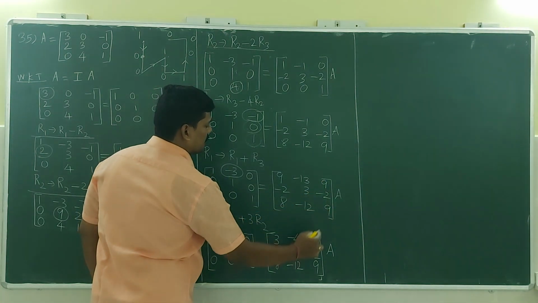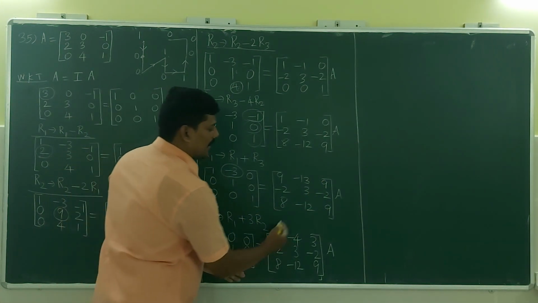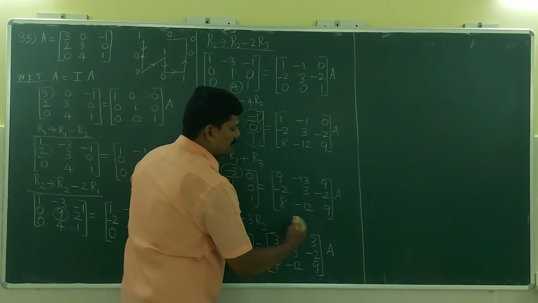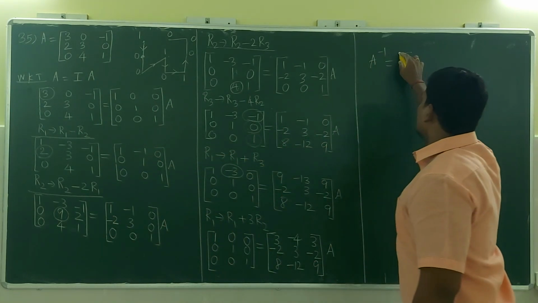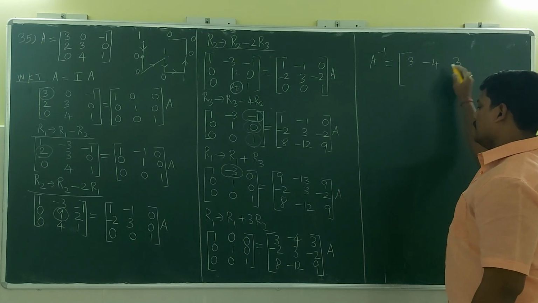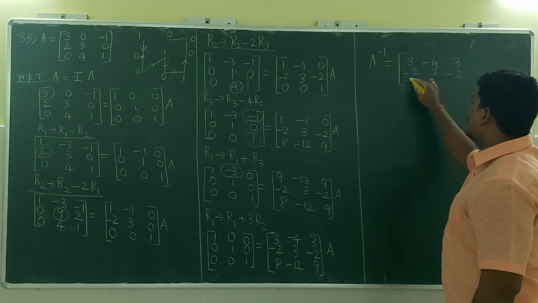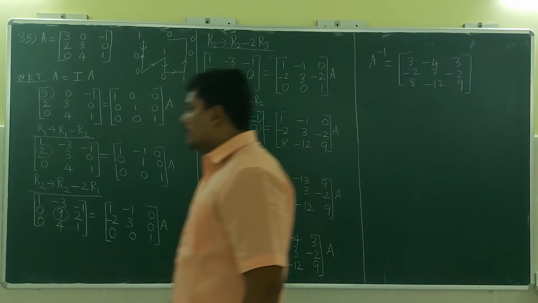So I got identity matrix equal to some matrix into A, which means this matrix is going to be the inverse of A. So you would say the inverse of the matrix is 3, minus 4, 3; minus 2, 3, minus 2; 8, minus 12, 9. Please note down.